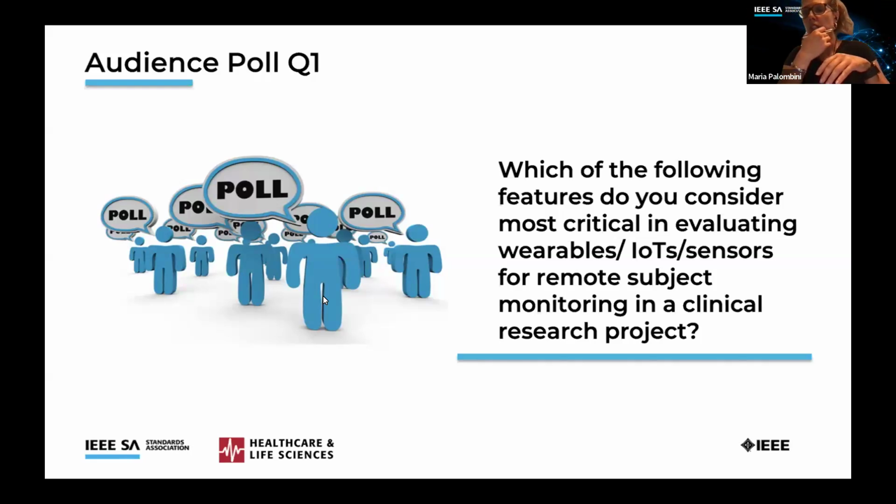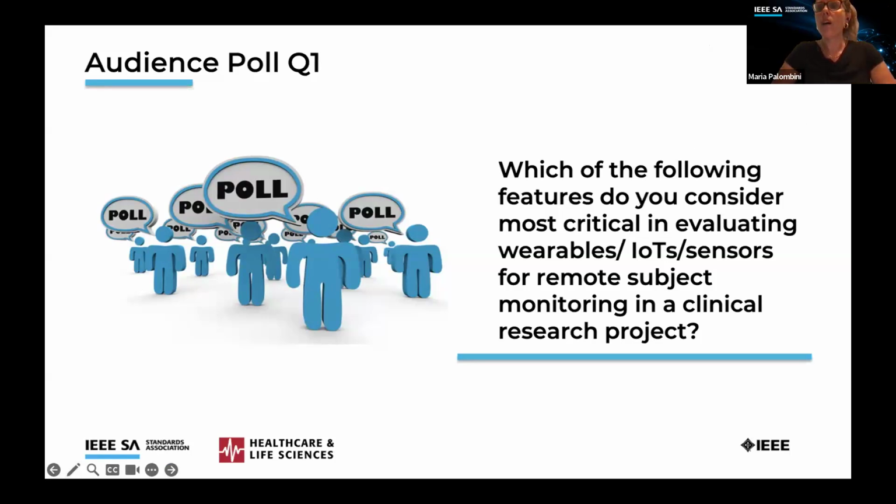So the poll question, I think, is going to be queued up and ready for you. When we think about it, it's: which of the following features do you consider most critical in evaluating wearables, IoTs, or sensors for remote subject monitoring in a clinical research project? We're really looking for one answer. Technically, you probably look at the answers and say, oh, all of the above. But really, it's the one critical element that you find the most challenging. So this is a little bit of food for thought, pushing you to think about which one is going to be the most challenging for us.